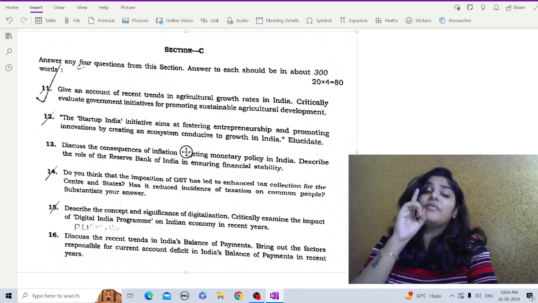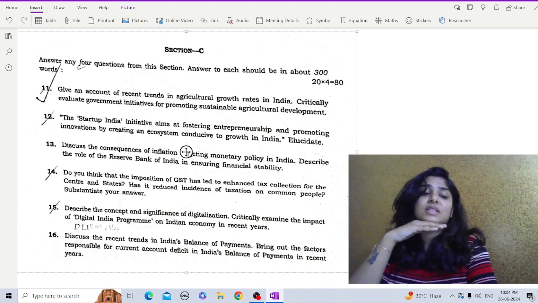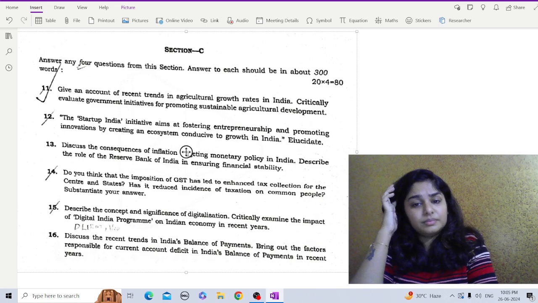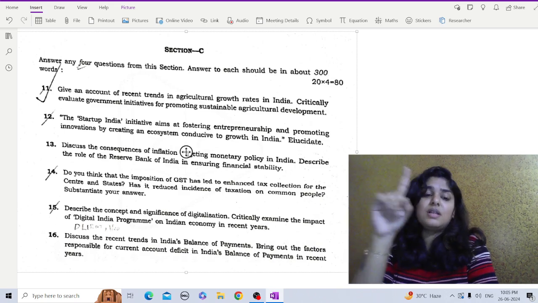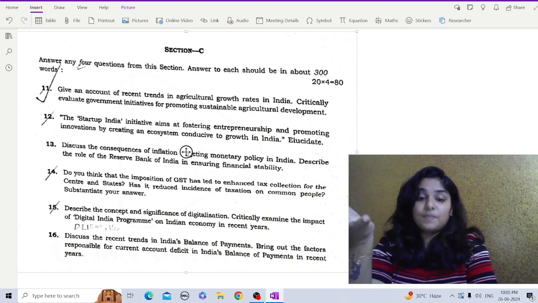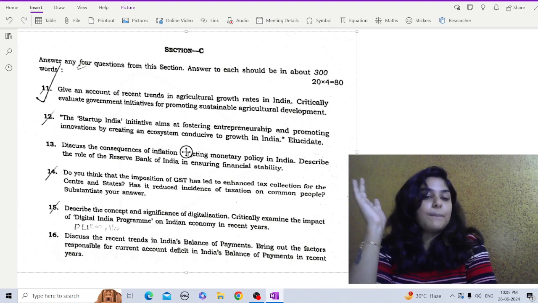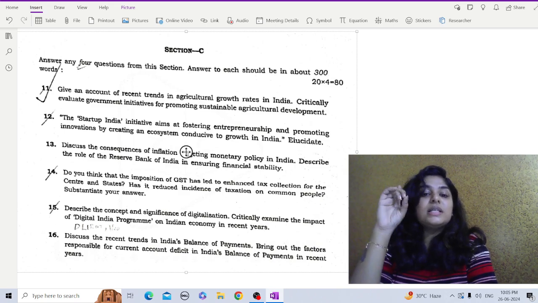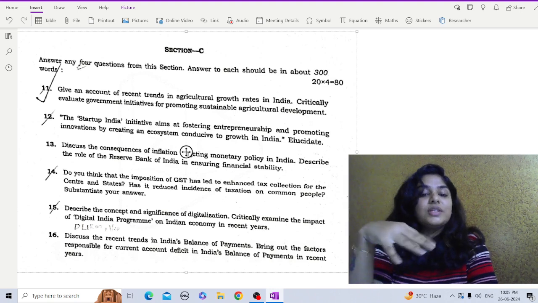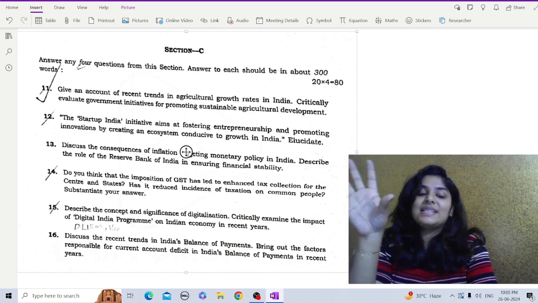Now, what is the role of the Reserve Bank in ensuring financial stability? So there are a few functions. Number one, regulation and supervision. The RBI regulates and supervises banks and non-banking financial companies to ensure their soundness and stability. It conducts regular inspections and audits to maintain the health of the financial sector.